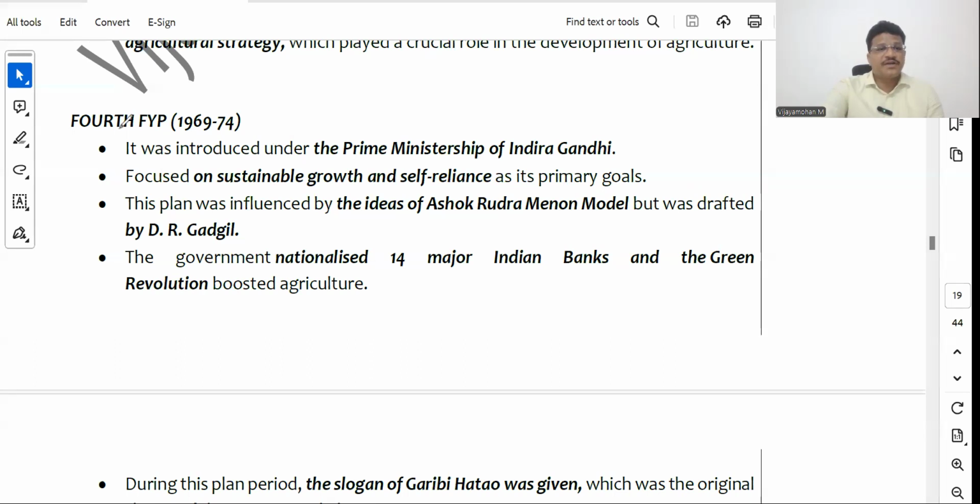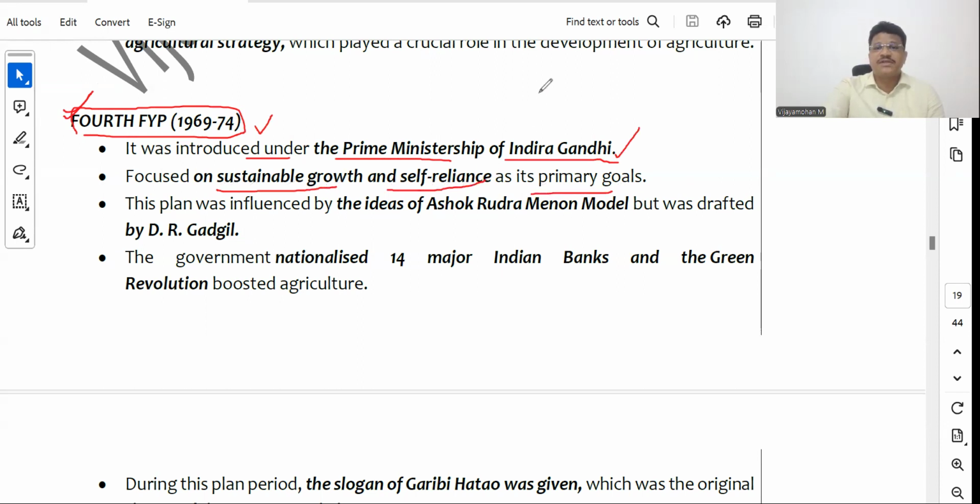Okay. So now let's start from the fourth 5-year plan. The fourth 5-year plan was implemented from 1969 to 1974. It was introduced under the Prime Ministership of Indira Gandhi and basically focused on sustainable growth and self-reliance as its primary goals.